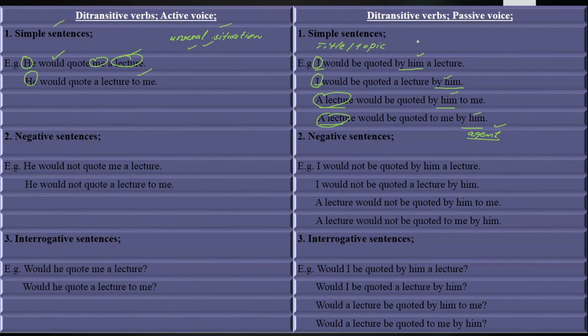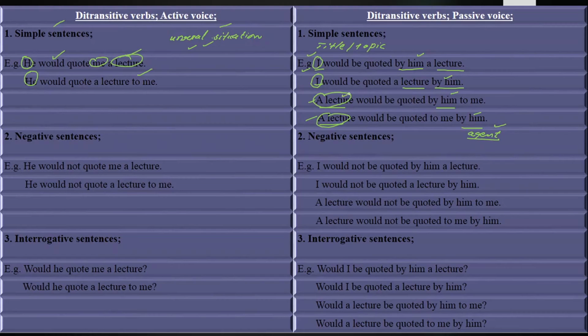The title and topic subject definition is a person, place or a thing in a sentence which we are talking about. So in the first and second sentence we are talking about a person, in the third and fourth we are talking about a thing. And when you bring the indirect object to the beginning, "by him" comes at the end, "a lecture" at the end; "me" at the beginning, "by him" at the end.